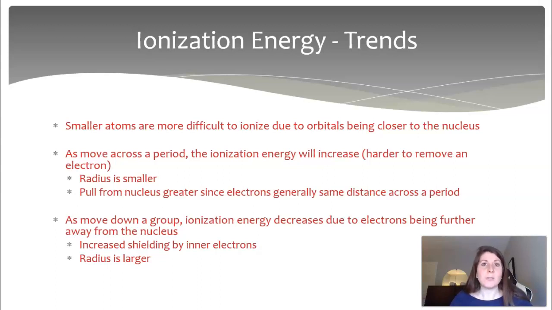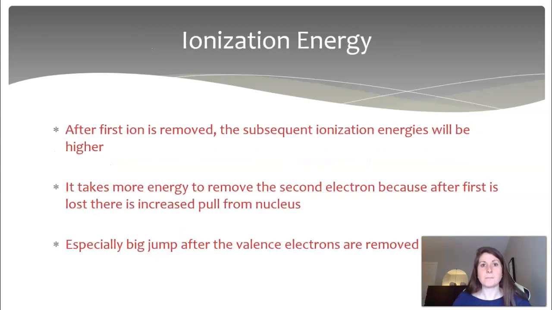As you move down the group, the ionization energy will tend to decrease because the electrons are going to be further away from the nucleus. So it's going to be easier to remove that electron to form a cation. There's going to be increased shielding from the inner electrons, so less of a pull from the nucleus, and then just the radius in general is larger.